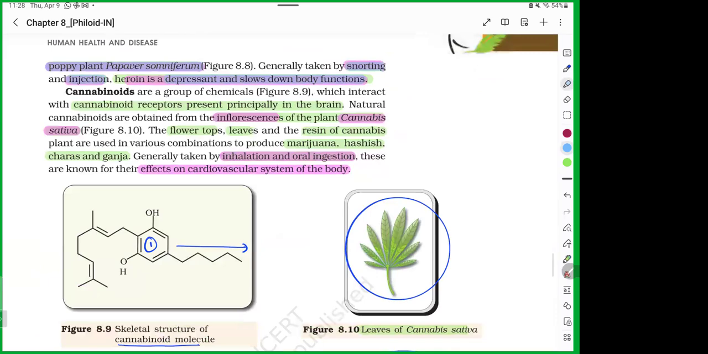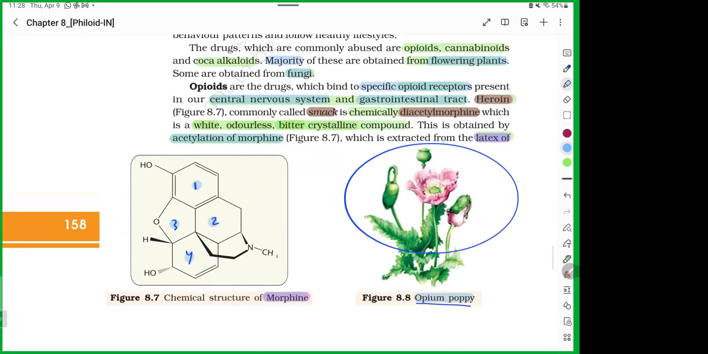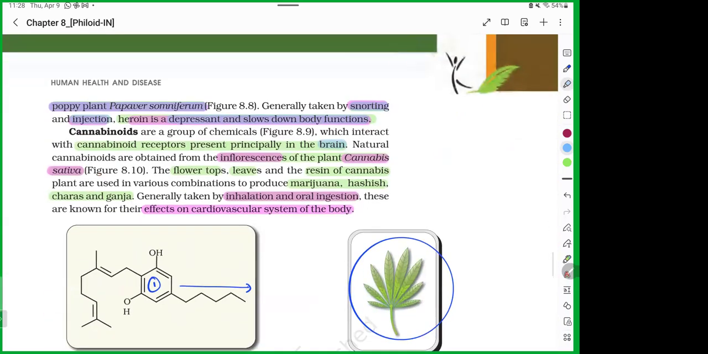Cannabinoids are chemicals that interact with receptors present in the brain. See, in the case of opioid, CNS plus GIT. In cannabis, mostly in the brain. Natural cannabinoids are obtained from the inflorescence of Cannabis sativa. Opioid is from the poppy plant, Papaver somniferum latex part; cannabinoid is from the inflorescence part. So flower top, leaves, or resin of the cannabis plant can be used in various combinations to produce marijuana, hashish, charas, ganja. All are cannabinoids produced from different parts.